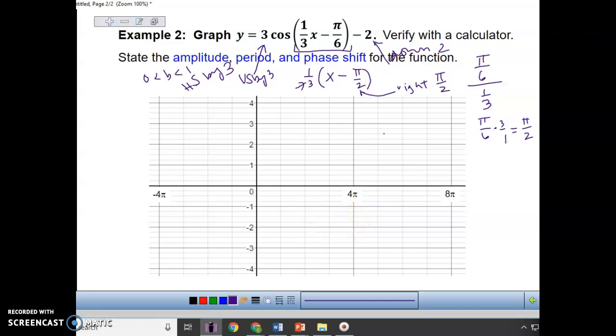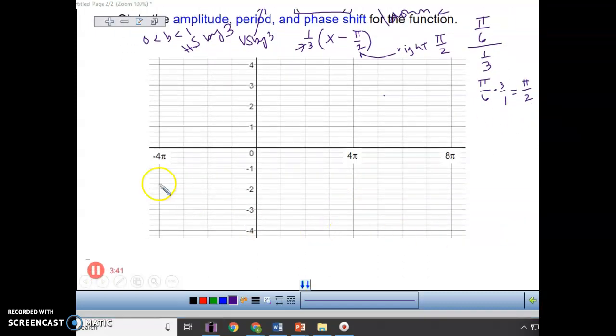All right, this time cosine is our parent function, so we'll take our parent function graphs, those 5 key points that we were talking about earlier. They're still going to be your quadrantal angle, 0, pi over 2, pi, 3 pi over 2, and 2 pi. And we're going to go through the unit circle.